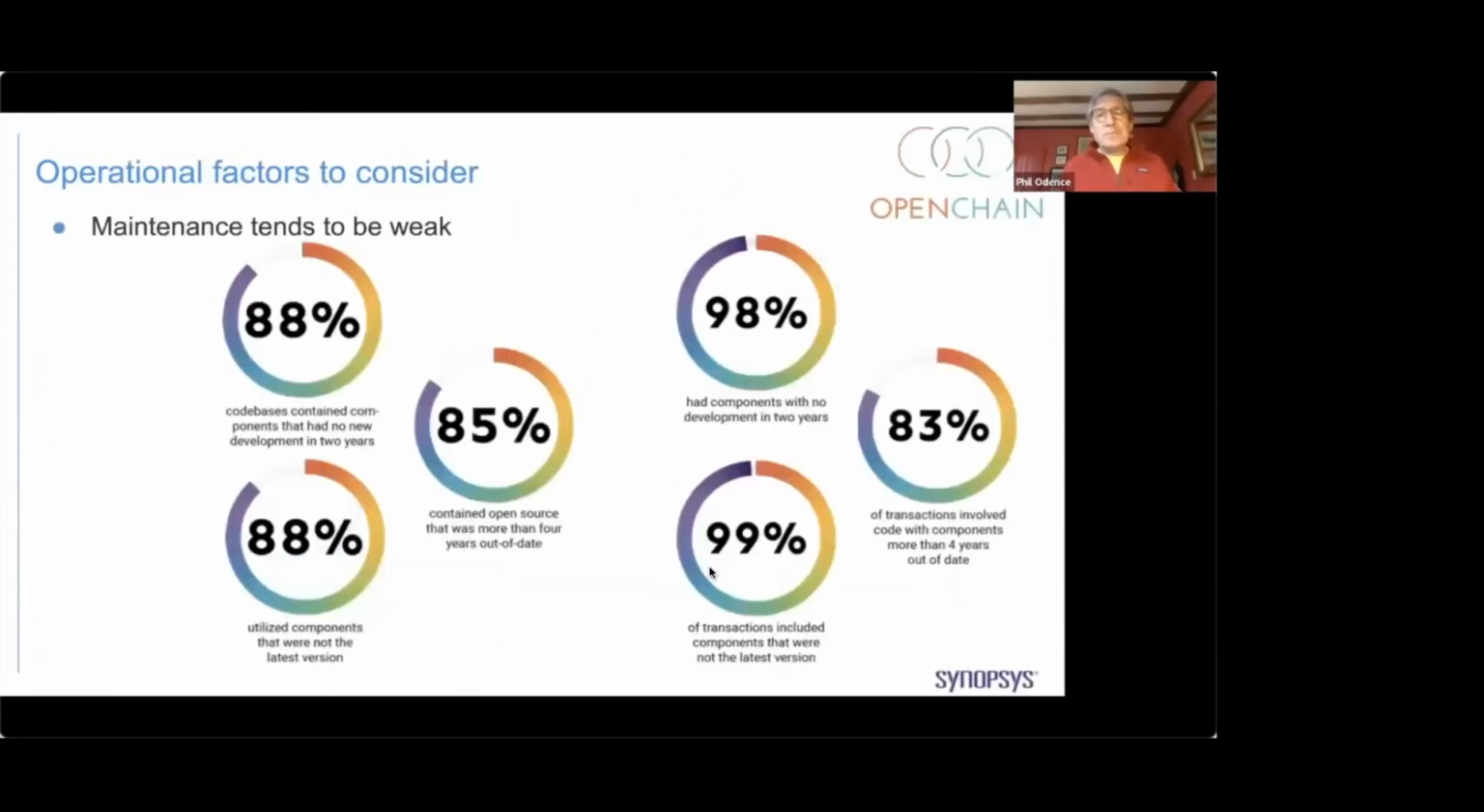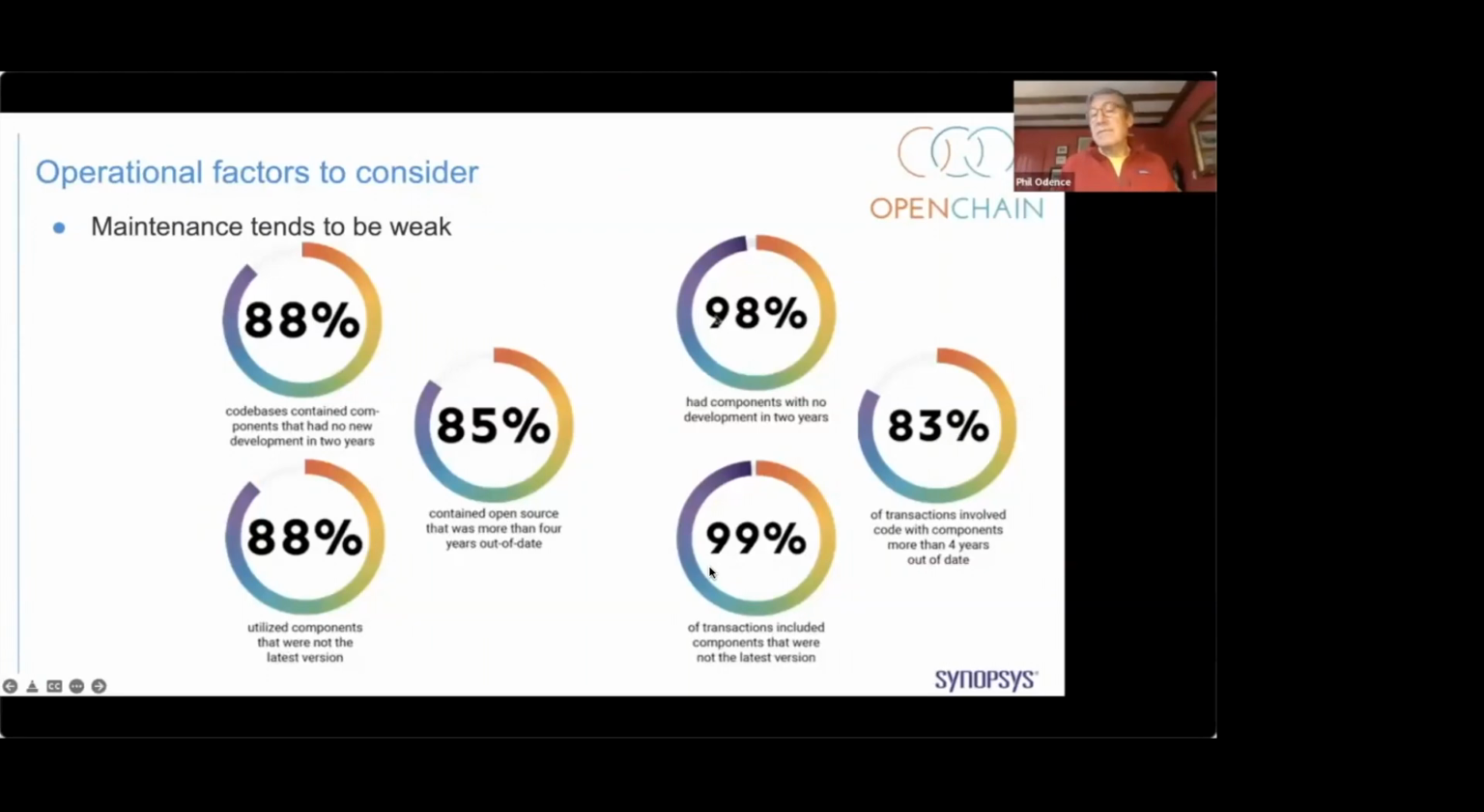And so this is really the last set of stats, but this is what we call operational factors, and it's kind of related to security in that what we're really talking about is how current the open source components are in the code base. So we look at things like no development in 2 years, components being out of date, and components that were not on the latest version.